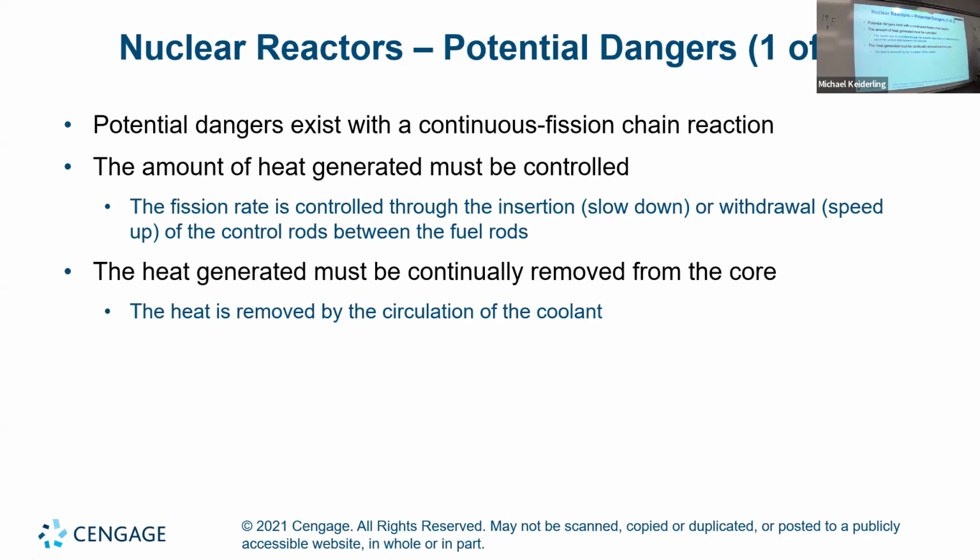So the amount of heat that's generated needs to be controlled. The fission rate is controlled through the insertion or withdrawal of the control rods. And the heat generated needs to be continually removed by the circulation of the coolant. So that's sort of the engineering problem.